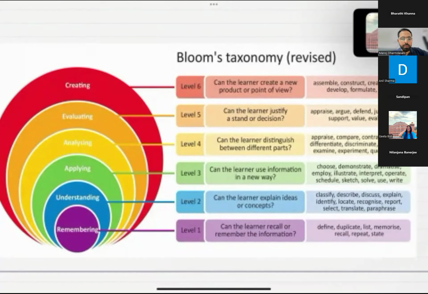Like, first domain is remembering, then understanding, applying, analyzing, evaluating, creating. If you see, each and every level has their own criteria, and they have given their own problem also, their solution also. If we talk about level 1, can the learner recall or remember the information? In which we used to ask them direct questions. So we used to tell them define, duplicate, list, or state.